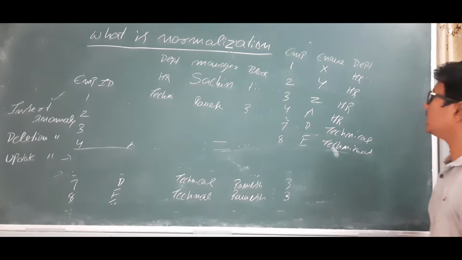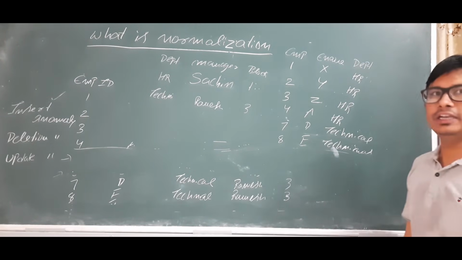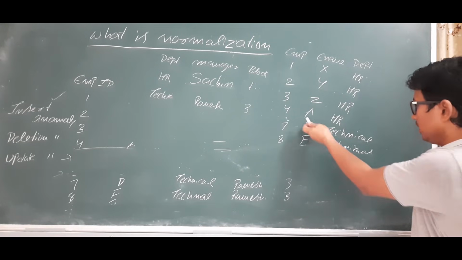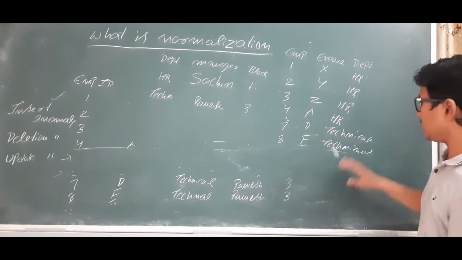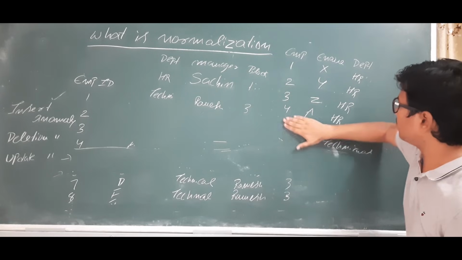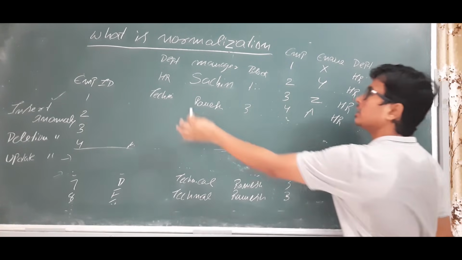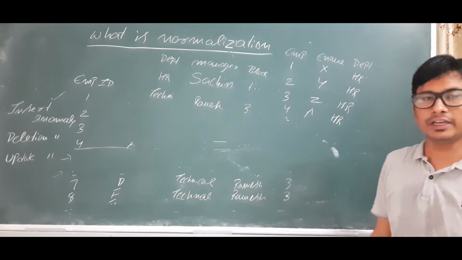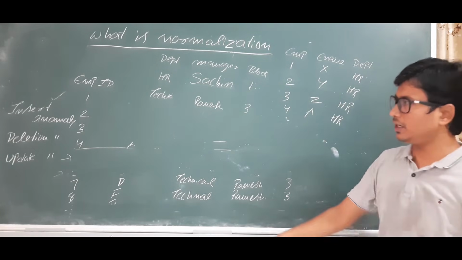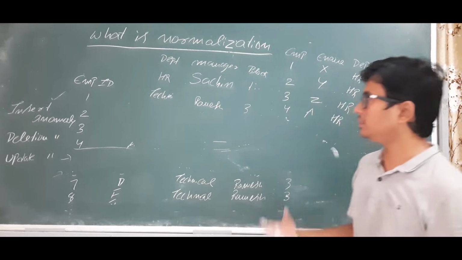Similarly, if I want to delete the employees from the technical department, I will just remove the employee IDs 7 and 8. But the technical department is still there, even though there are no employees. So we have eliminated the deletion anomaly as well.